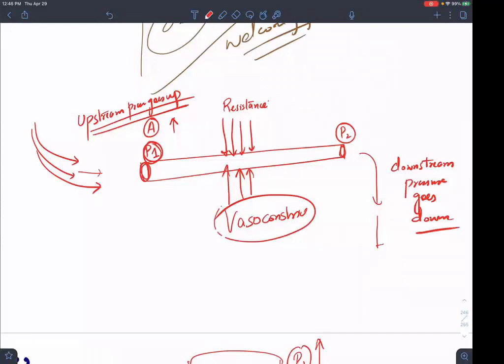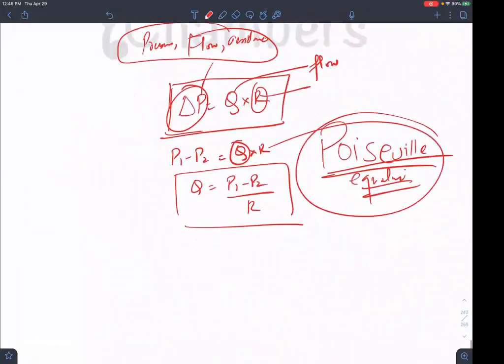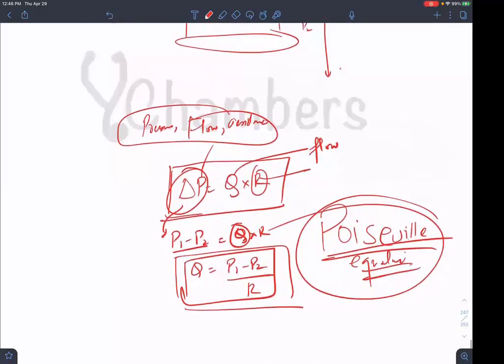Now we made a generalization, a concept that we have to remember three things in hemodynamics: pressure, flow, resistance. Their relation mathematically can be calculated by delta P is equal to Q into R. So change in the pressure, that is P1 minus P2, is equal to Q into R, so Q is equal to P1 minus P2 divided by R. This was the concept. Okay. Now see guys, this was the Poiseuille equation.